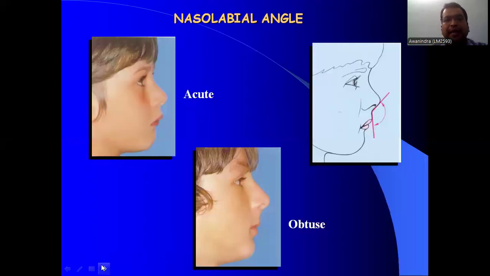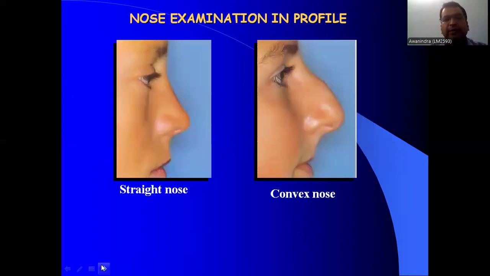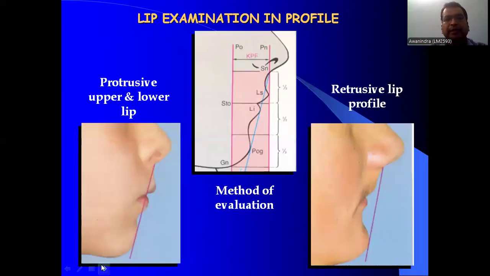Nasolabial angle, whether it is obtuse or acute. It is the angle formed by the base of the nose and the upper lip. This suggests the inclination of the teeth. If it is acute, the incisors are proclined. Obtuse cases you will get in a class 2 division 2 malocclusion, where the central incisors are retroclined. Nose examination: a straight nose or convex nose.